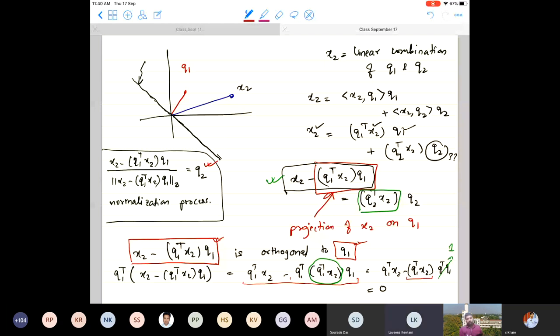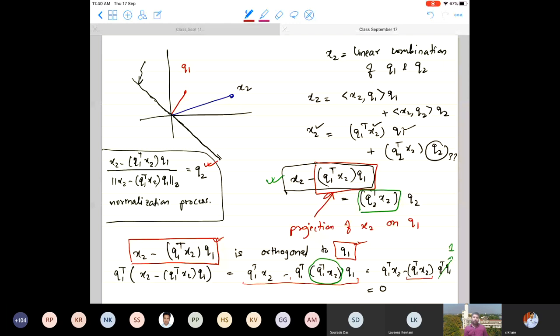So this is just the orthogonal vector. Now in order to make it an orthonormal collection, you have to have that other condition satisfied, that all the vectors in that collection should be of norm 1. So you do this normalization, in other words dividing by its two-norm, and you get the vector q2. Is that all right?